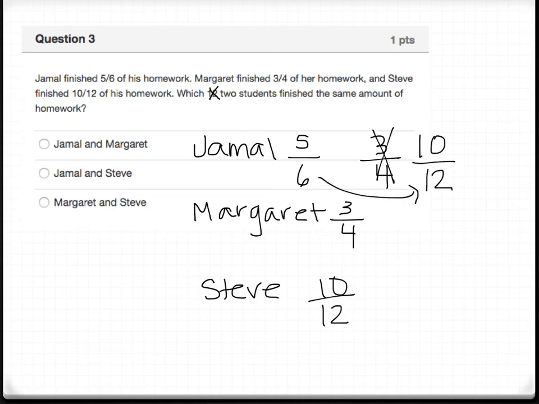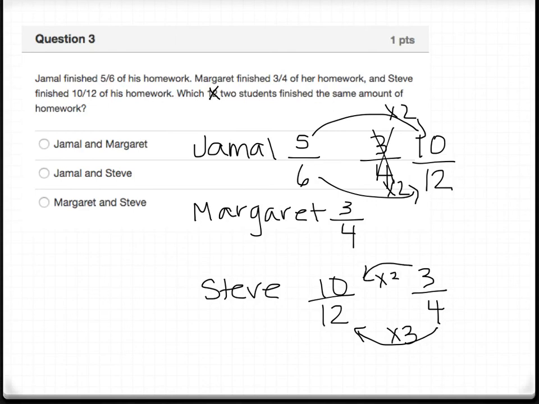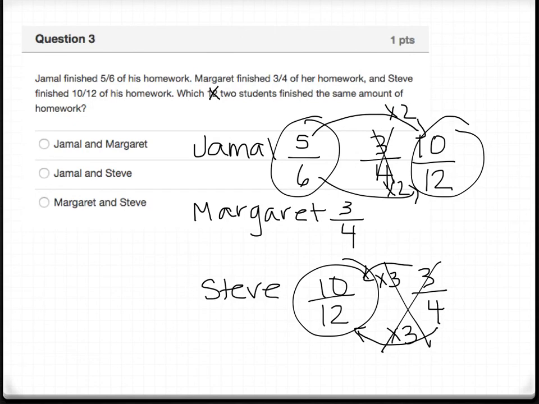What if I take 5/6 and 10/12? I can multiply 6 times 2 to get 12, and 5 times 2 is 10. That looks correct, but let's just check. What if I compare 3/4 to 10/12? I can't multiply 12 to get 4, but if I multiply 4 to get 12, I have to multiply by 3. 3 times 3 is not 10, it's only 9. So that's not my equivalent either. My equivalent fractions are 5/6 and 10/12, which makes the answer Jamal and Steve.